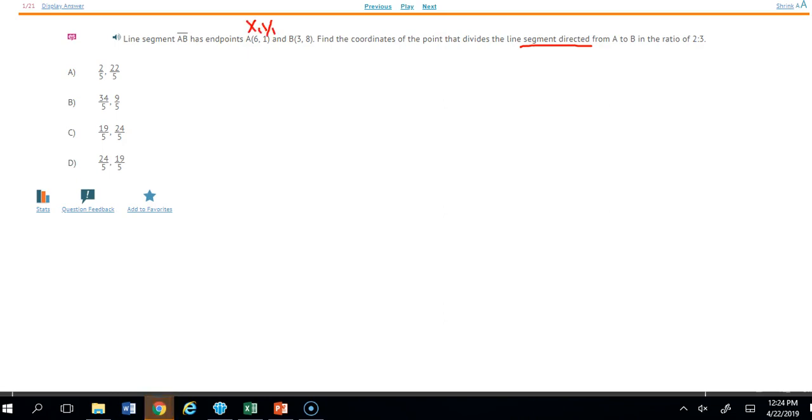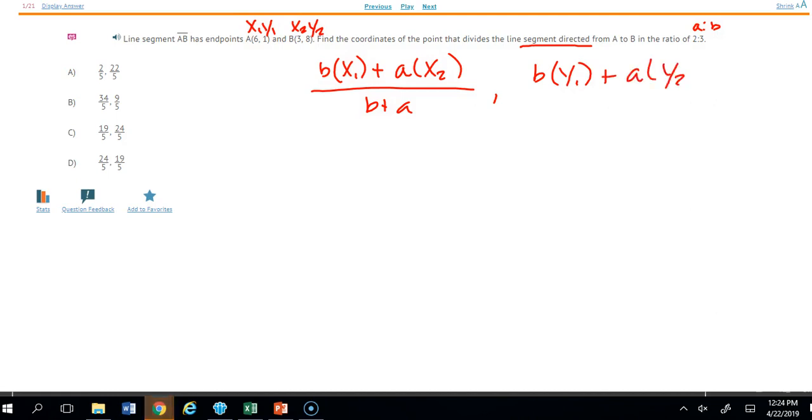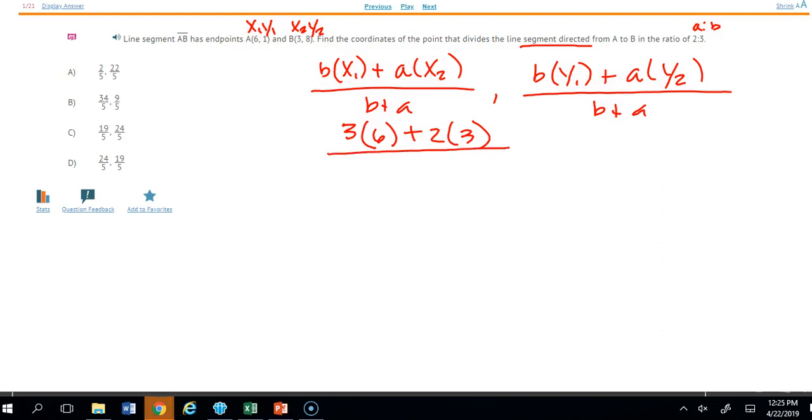And I know that this is x1, y1, this is x2, y2, and this is my A, and this is my B. So the formula is B times x1 plus A times x2 over B plus A, and B times y1 plus A times y2, again over B plus A. So I'm going to go ahead and populate that formula. So our B is 3 times my x1, which is 6, plus my A, which is 2, times my x2, which is 3, over B plus A, which would be 2 plus 3. And then we're going to do the same thing over here. So this is going to be 3 times 1 plus 2 times 8, again over 2 plus 3.